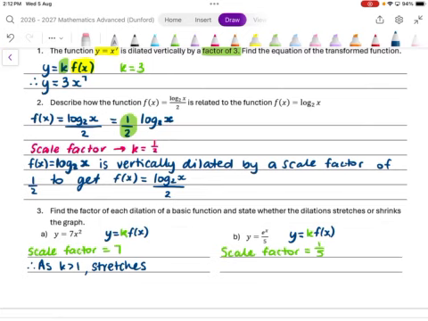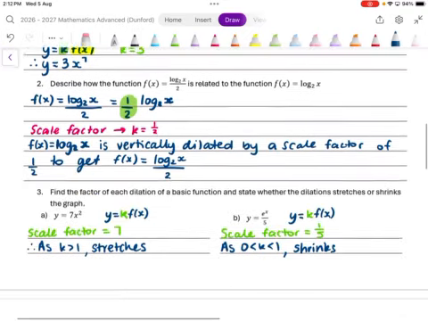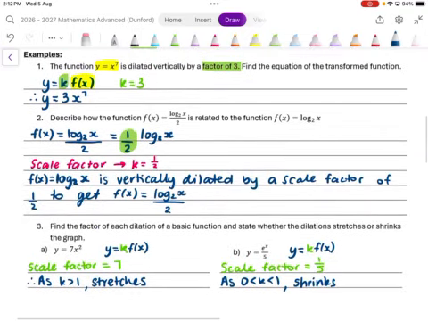So is a fifth greater than 1? No, so as 0 is less than k is less than 1, that means k is between 0 and 1, and it shrinks the graph. I believe that's the word? Yes, shrunk or reduced, so shrinks. It makes it tiny. Does that make sense? Instead of making it big.